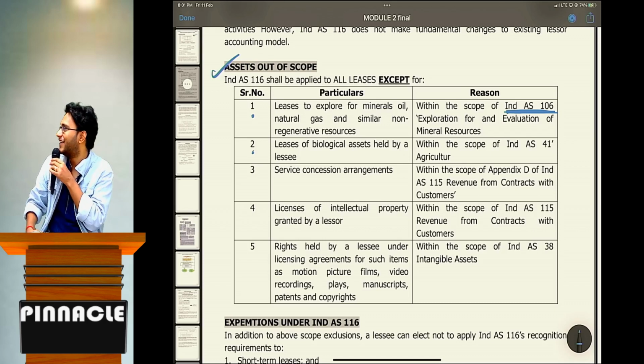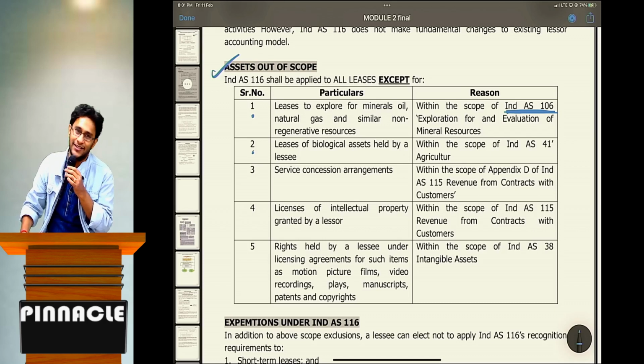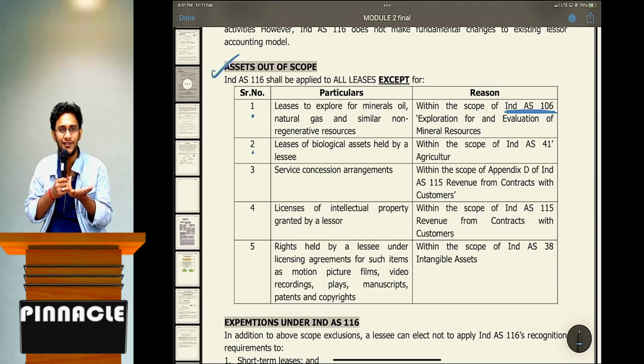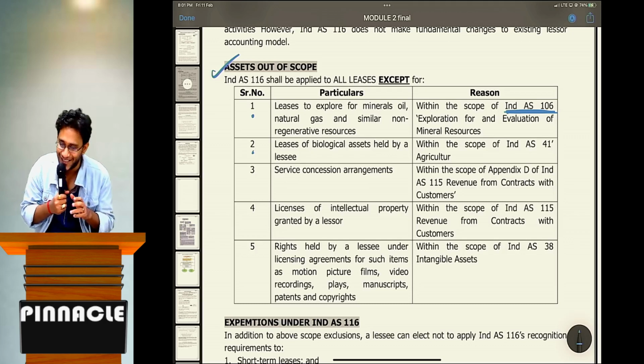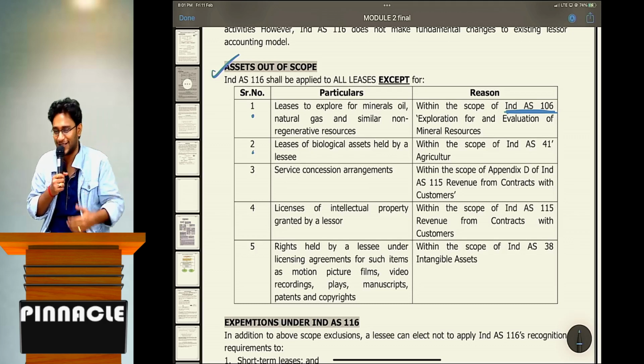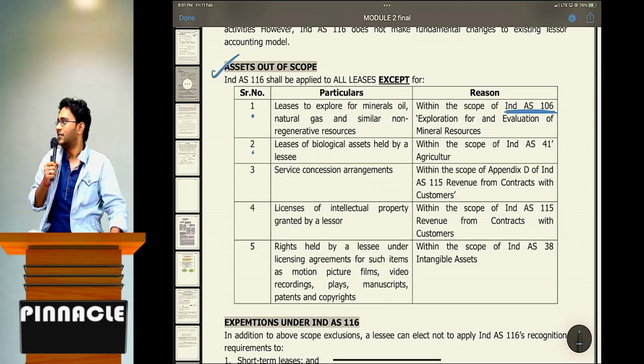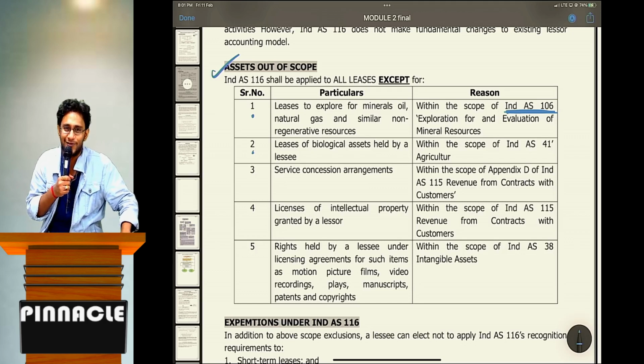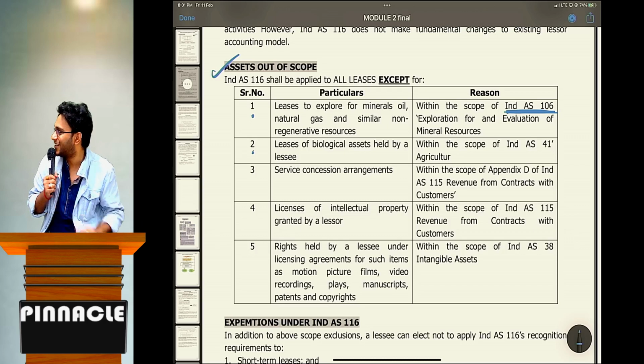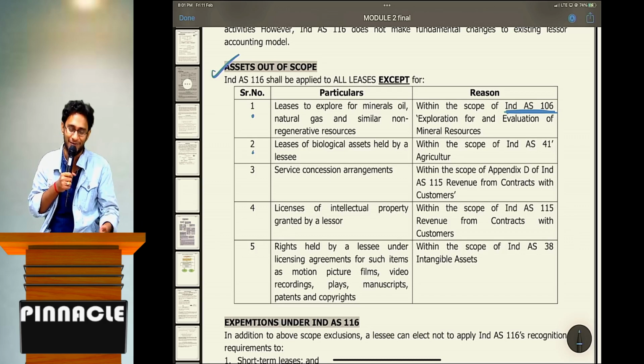Anyway, next one, leases of biological assets. Sir, you took a cow on lease. Okay, anyway, listen. Are any biological assets? Sir, I took a lion on lease, sir. Why cow? Okay, fine, leave it.